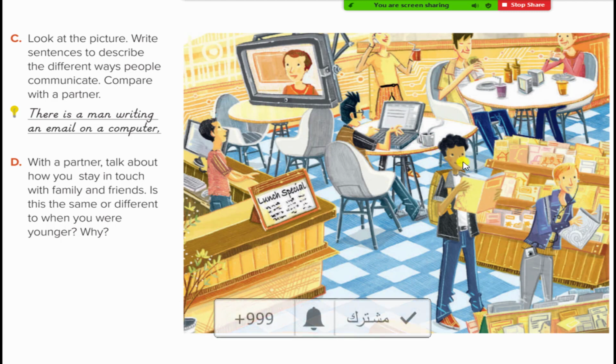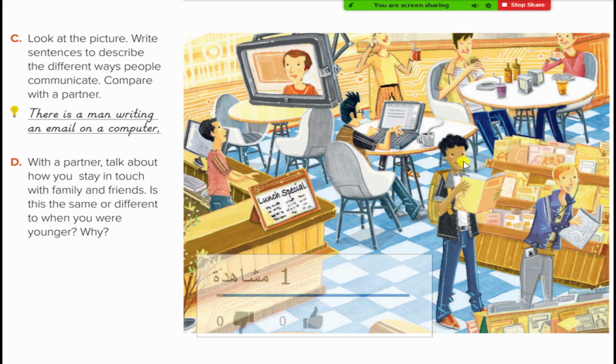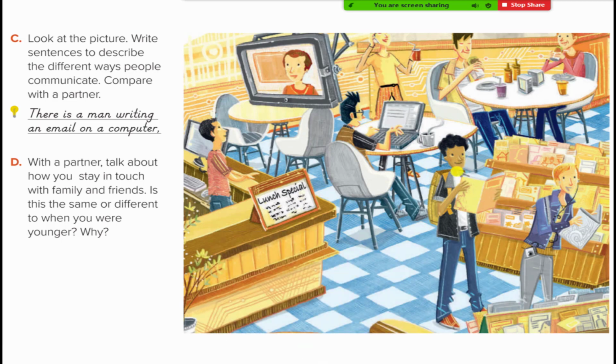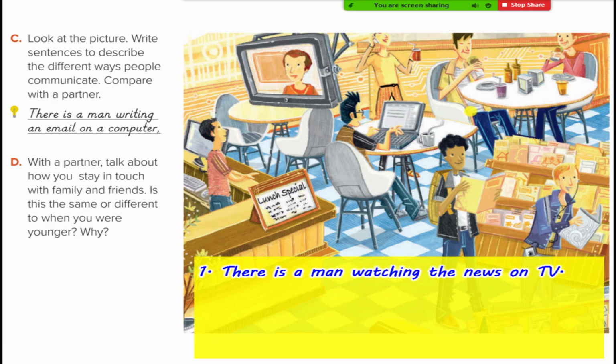There are two men reading the book, and there are two men eating the food or the dinner, and there is a man watching TV. Okay, thank you, Ayman. Here are sample answers.